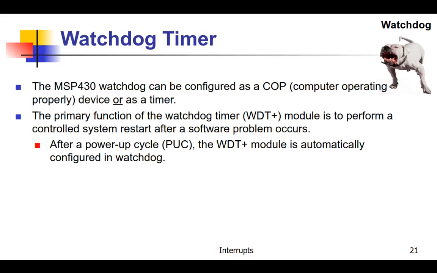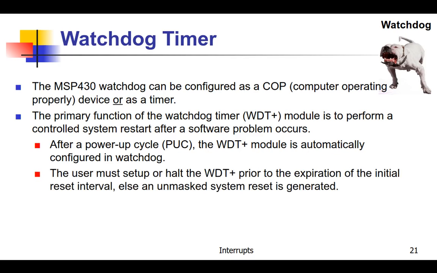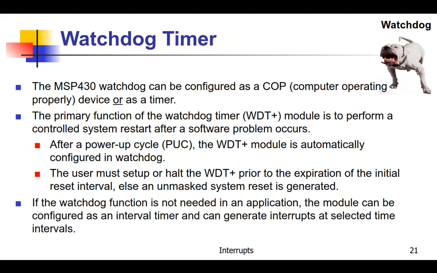So after a power-up cycle, the watchdog timer is automatically configured in watchdog mode. The user must set up or halt the watchdog timer prior to the expiration of the initial reset interval. Otherwise, the unmasked system reset is generated, which will start everything all over again. If the watchdog function is not needed in an application, the module can be configured as an interval timer and can generate interrupts at selected time intervals.